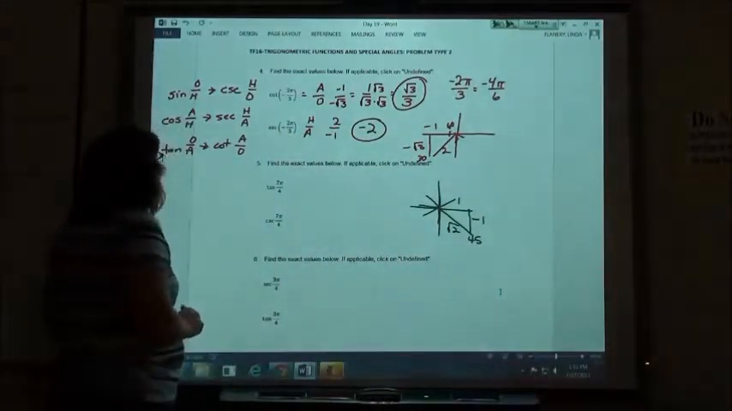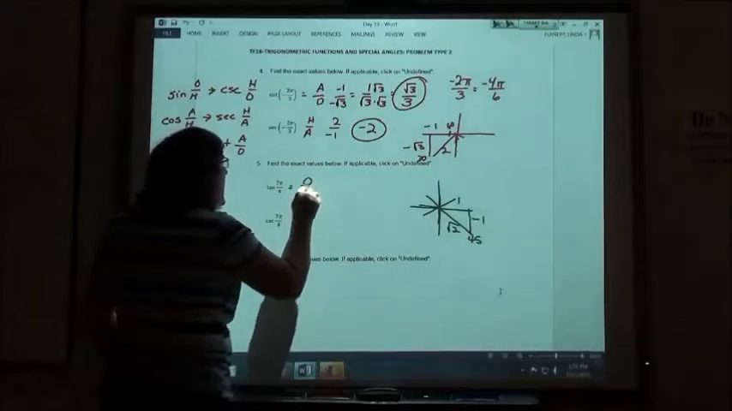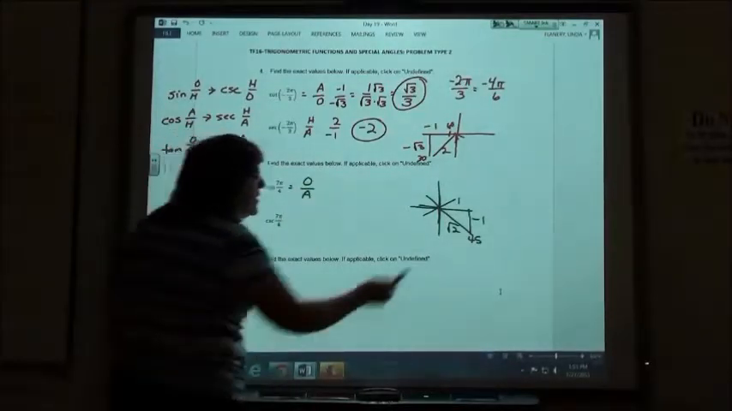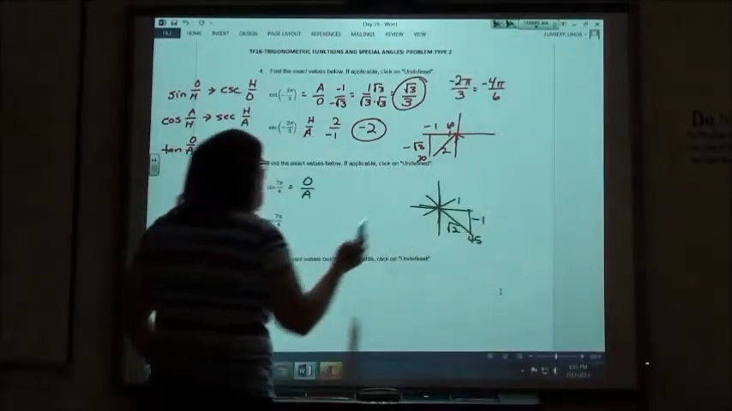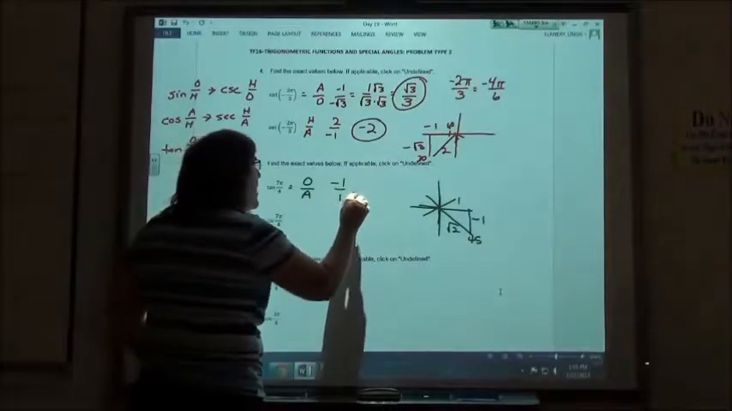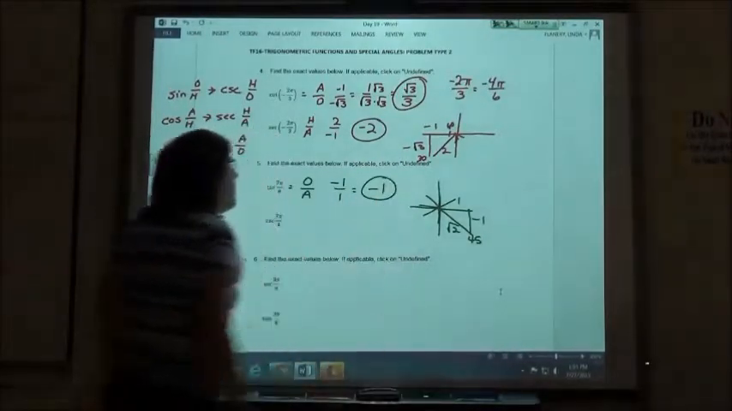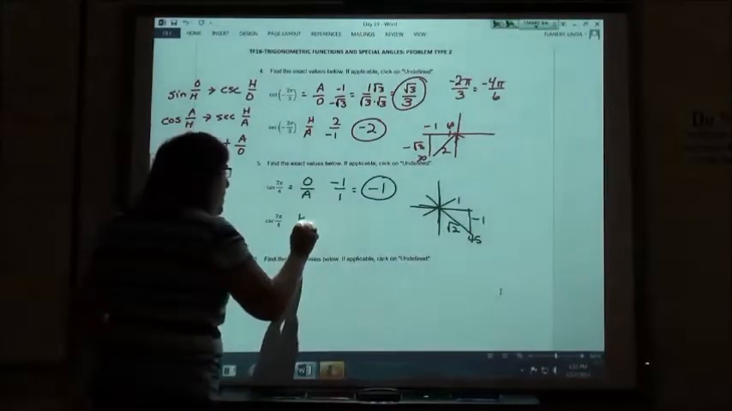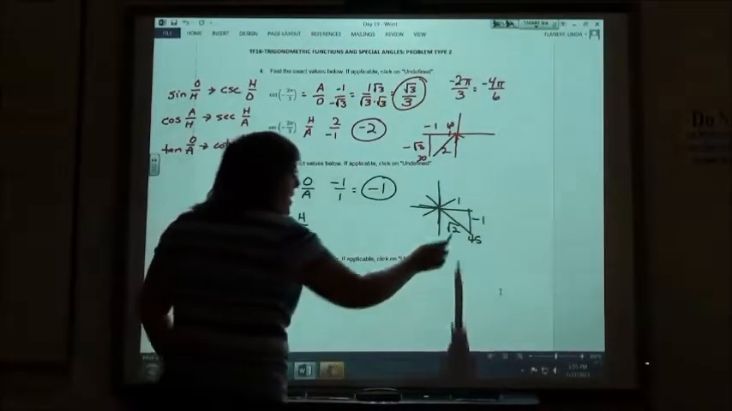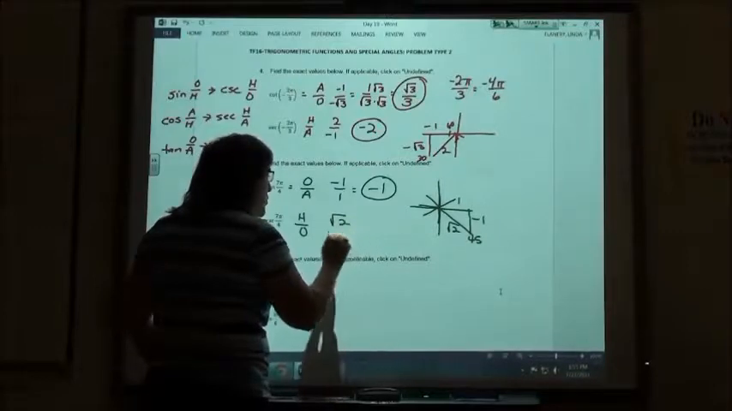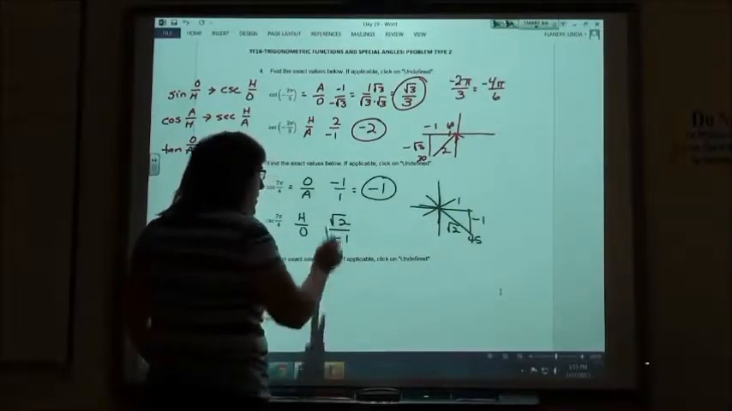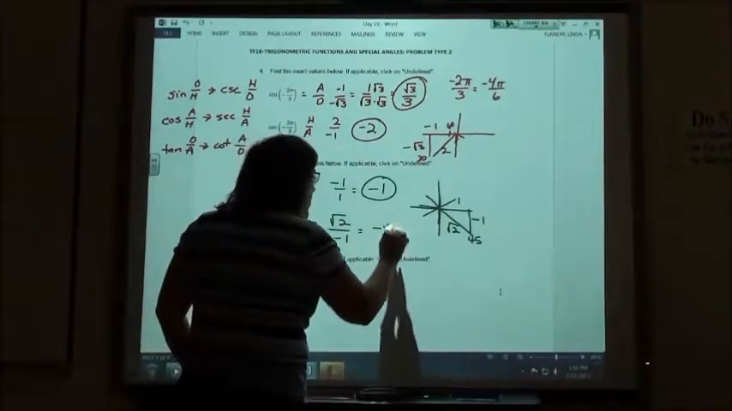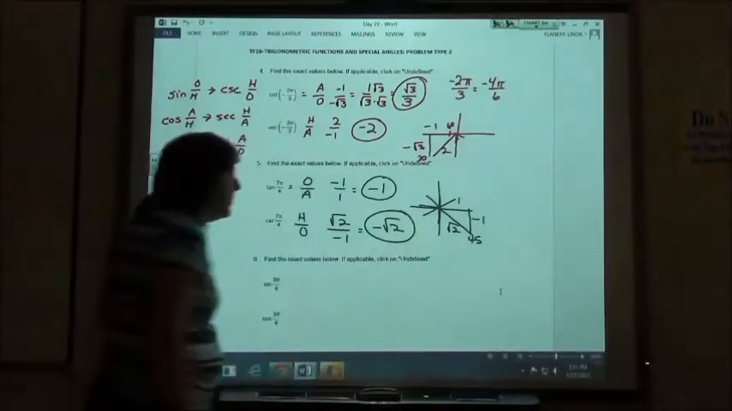And so now we want to do tangent. Tangent is opposite over adjacent. So the opposite is negative 1, the adjacent is positive 1, negative 1 over 1 is 1. The cosecant is the hypotenuse over the opposite. Hypotenuse is square root of 2, the opposite is negative 1. Square root of 2 over negative 1 would be negative square root of 2.